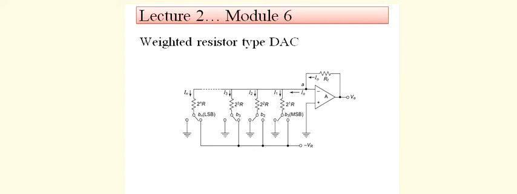In this lecture, we are going to discuss the weighted resistor type DAC, that is a digital to analog converter. And in this lecture, we are going to discuss what the analog value is for different digital values, or different bits, digital words, by using this weighted resistor type DAC.